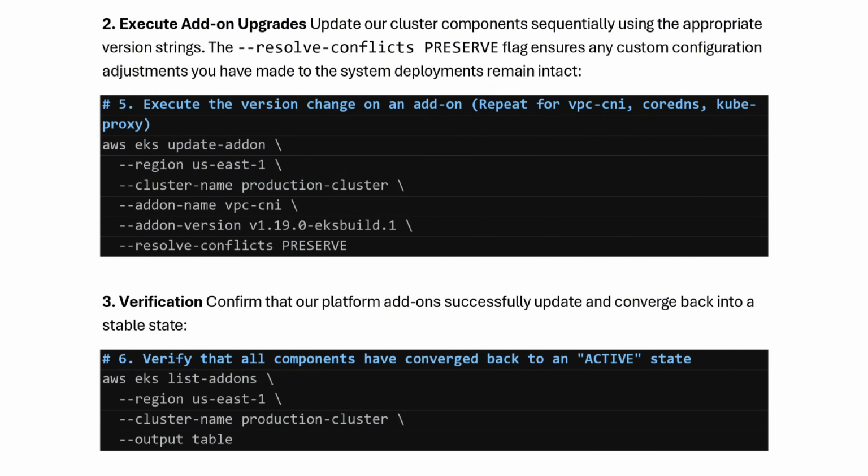So we perform this command changing vpc-cni to coredns and its add-on version, and the same for kube-proxy with add-on name kube-proxy and its add-on version.